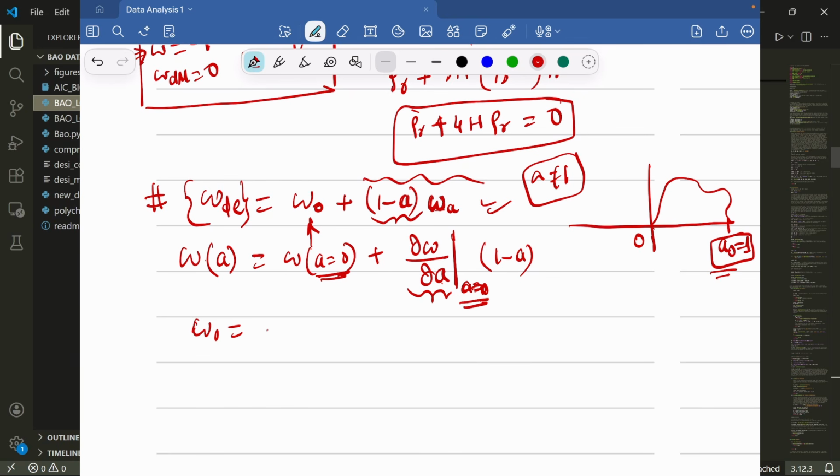So let's say we use the Pantheon plus data, clubbing with the CC. We found out that around the present time it is about minus 0.7. Omega A is, let's say, minus 2.9, right? So what will happen? Let's say we are going to calculate omega DE at A is equal to, sorry, A is equal to 0.5. Now we are coming into the past.